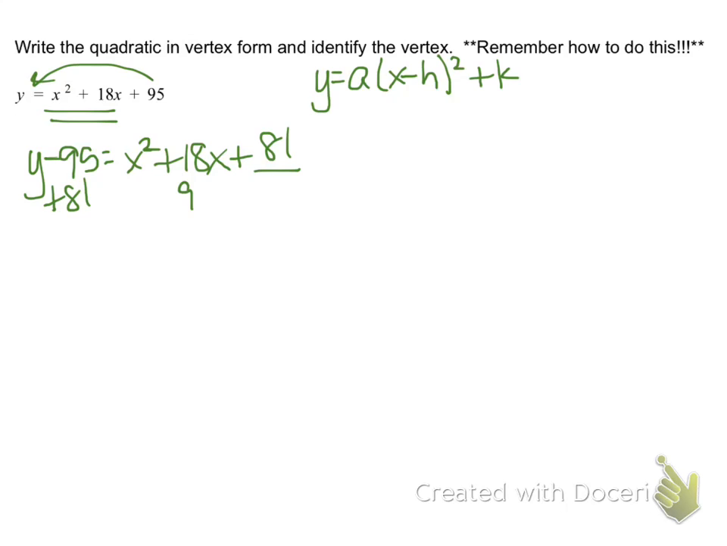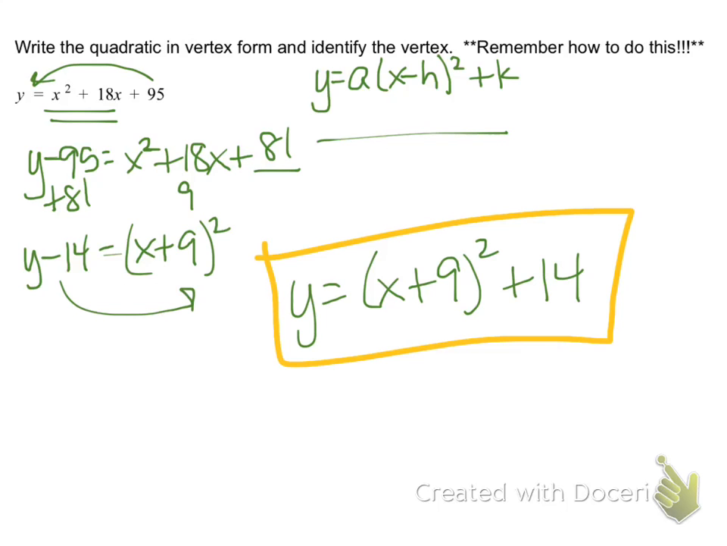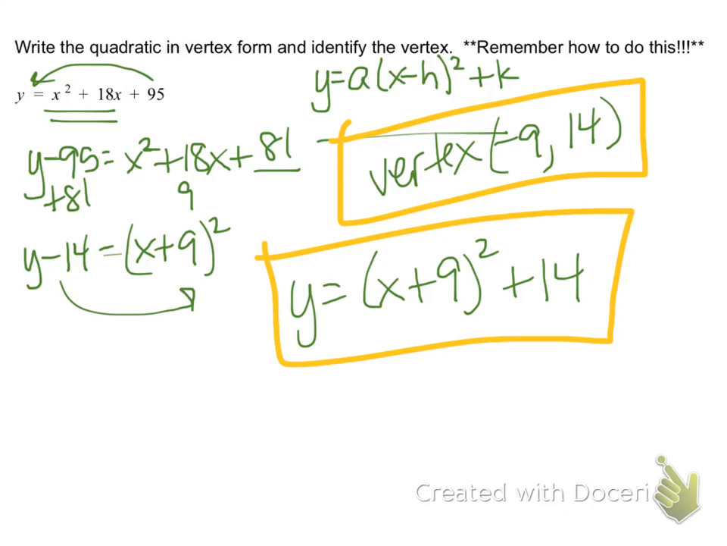So then on the left, I'm going to get y minus 14, and then I'm going to factor the right to x plus 9 quantity squared. We're trying to get it into vertex form, so I need to bring that 14 over, and I get y equals x plus 9 quantity squared plus 14. And my vertex is negative 9, 14.